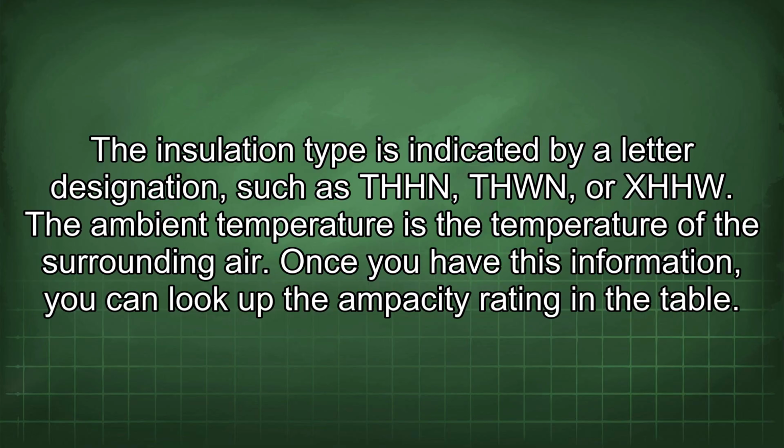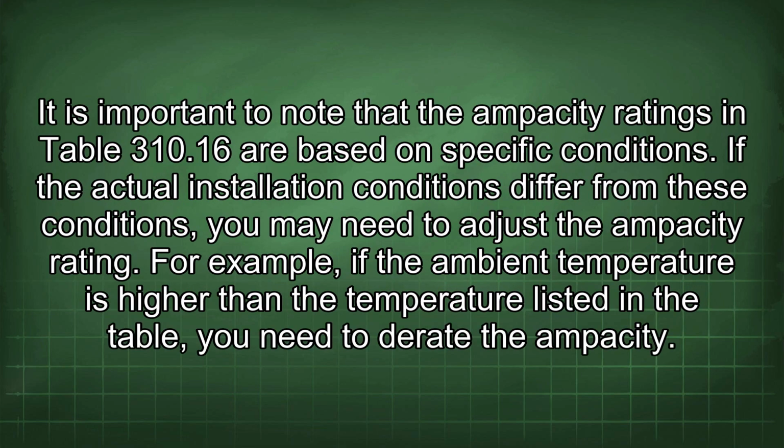The ambient temperature is the temperature of the surrounding air. Once you have this information, you can look up the ampacity rating in the table. It is important to note that the ampacity ratings in Table 310.16 are based on specific conditions. If the actual installation conditions differ from these conditions, you may need to adjust the ampacity rating. For example, if the ambient temperature is higher than the temperature listed in the table, you need to derate the ampacity.